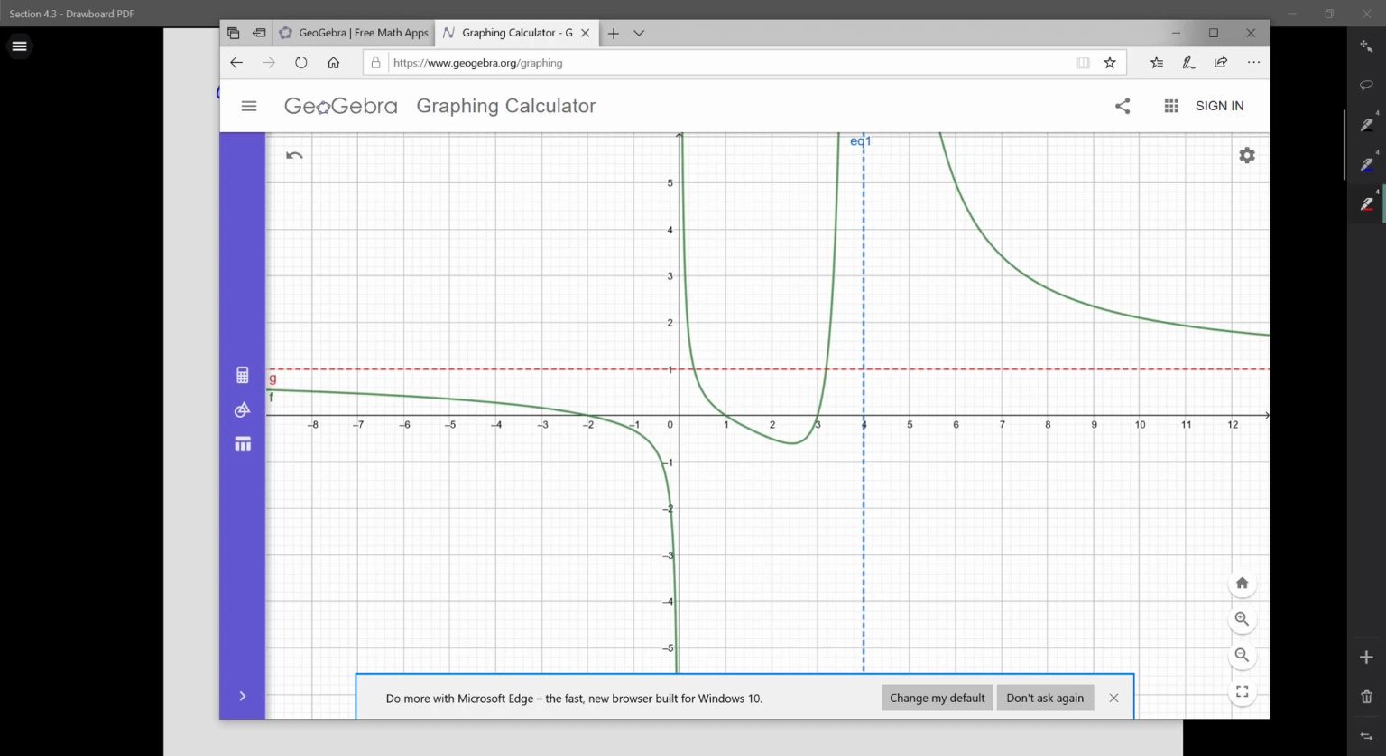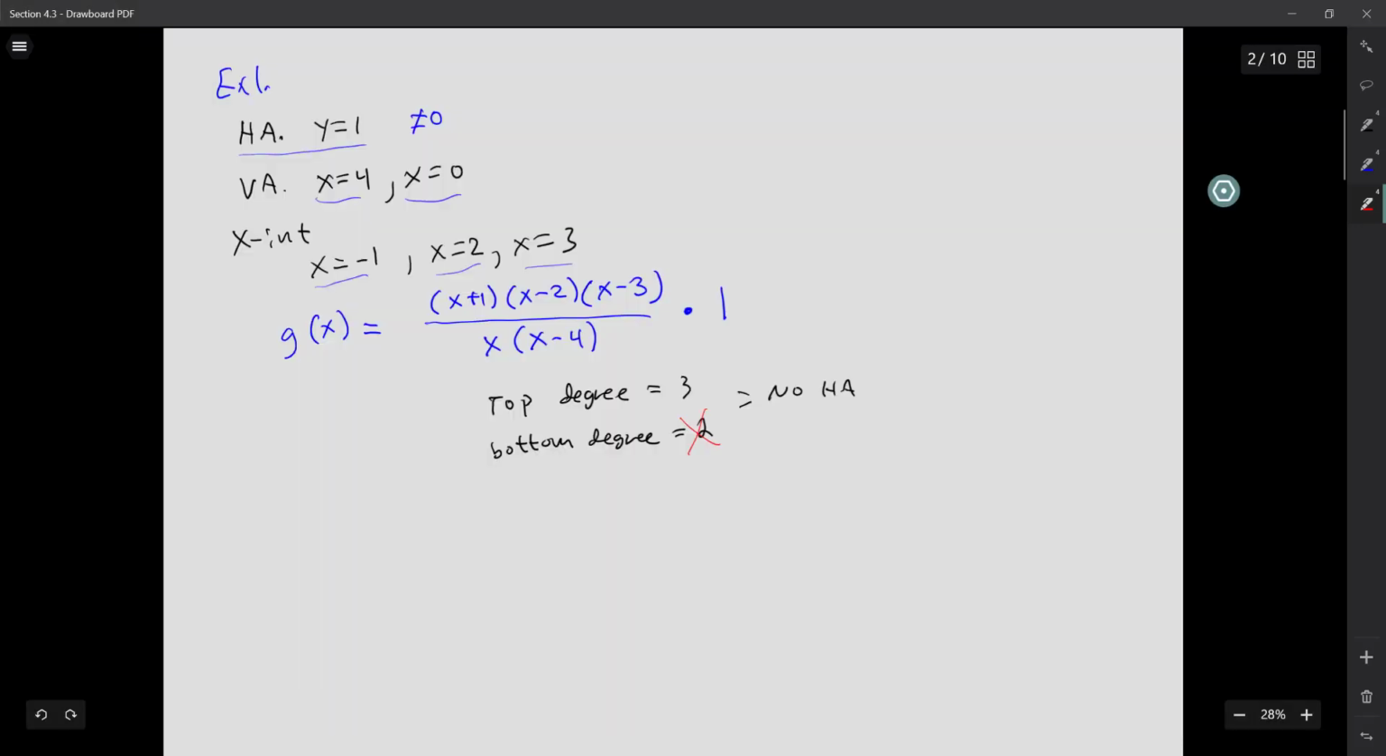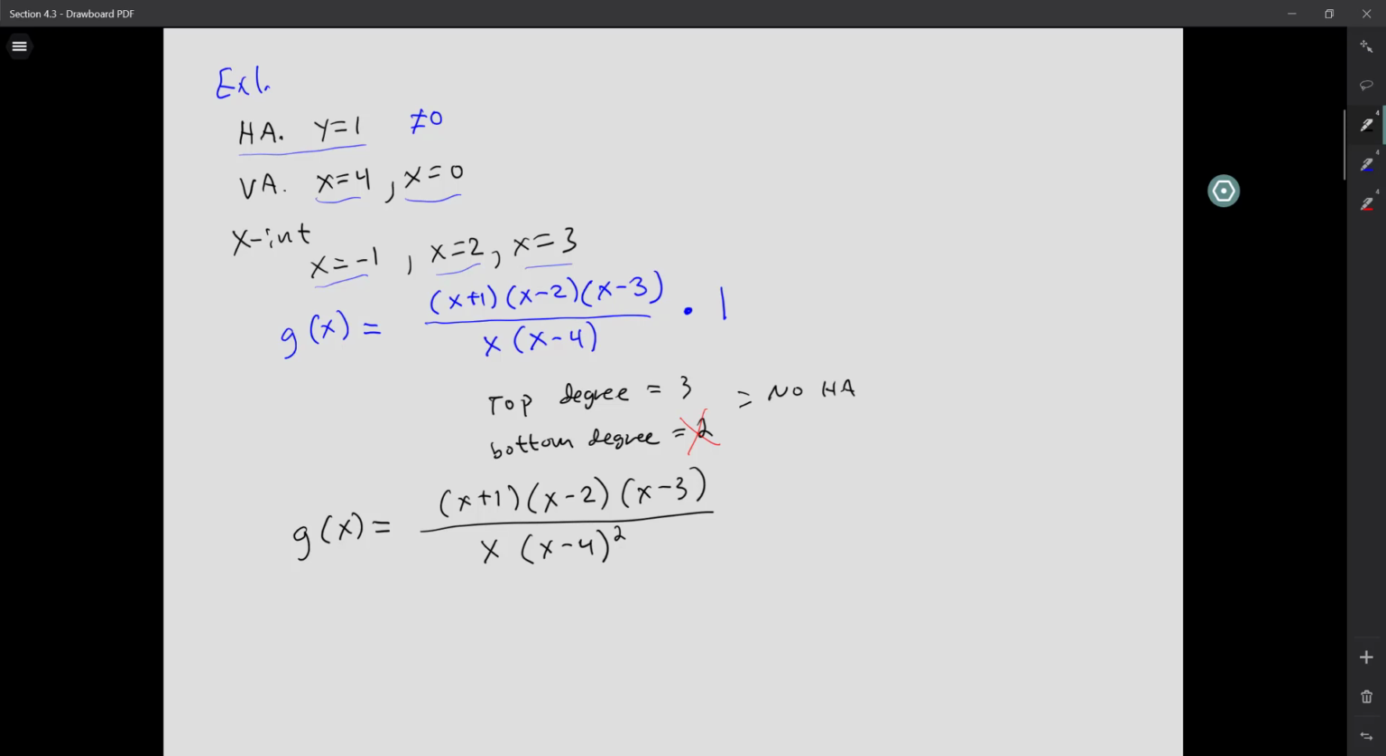So here at my x equals 4 asymptote, I go to positive numbers on both sides. So what I should have is that asymptote doubled up. So I should have a final answer, x plus 1, x minus 2, x minus 3, all over x times x minus 4, and that is squared. An odd power for an asymptote means that the graph goes in the same direction on both sides.